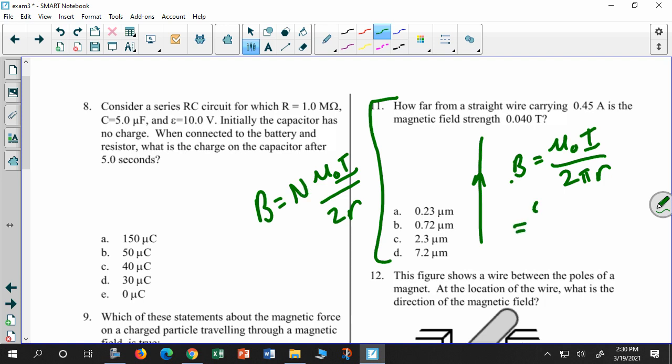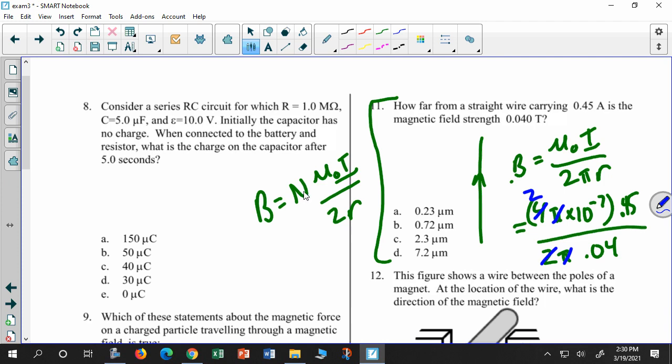This is going to be 4 pi times 10 to the minus 7. That's on your equation sheet, the permeability of free space. I is 0.45 amps over 2 pi times 0.04. I want you to recognize that your pi's cancel. This cancels 2. You have 2 up here. 0.9 divided by 0.04. I don't know, it's either A or C. I'm not sure what the answer is, but you can calculate that and find it.